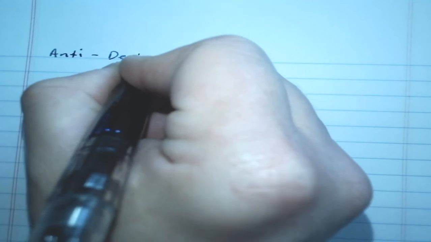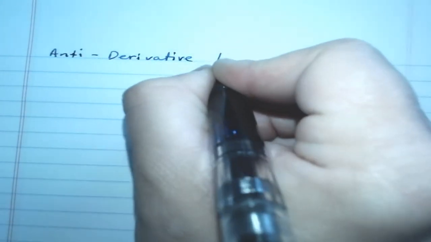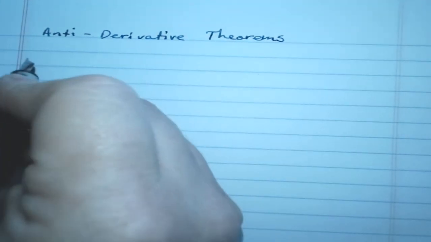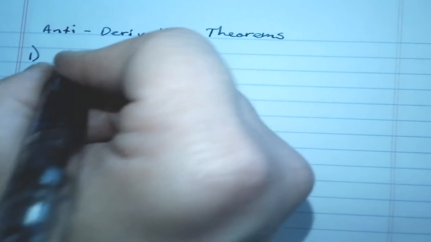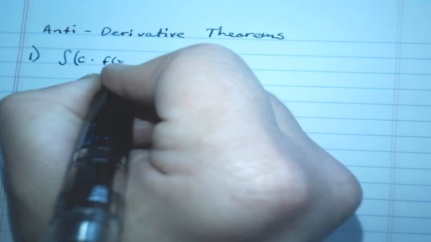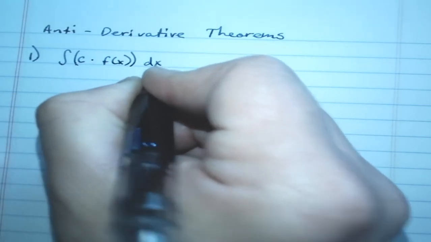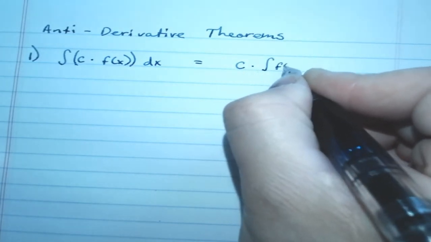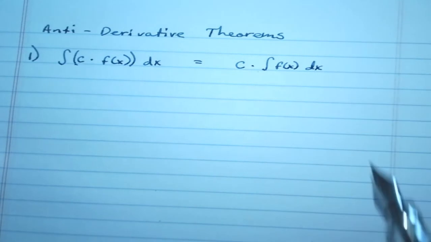Okay? Now, if you remember your derivative theorems, I'm going to give you a few theorems. Okay, antiderivative theorems. Number 1, it says the antiderivative of a constant times a function with respect to x is equal to a constant times the antiderivative of the function with respect to x.